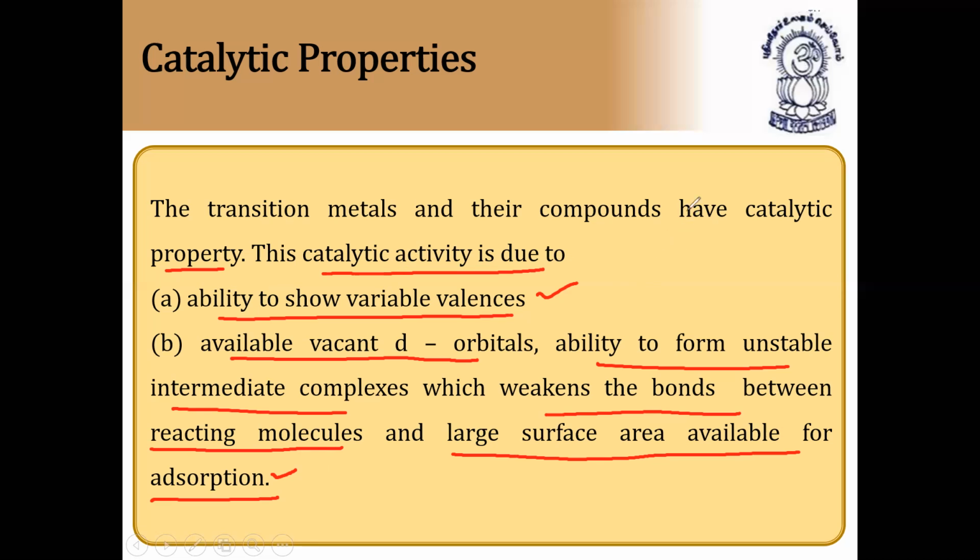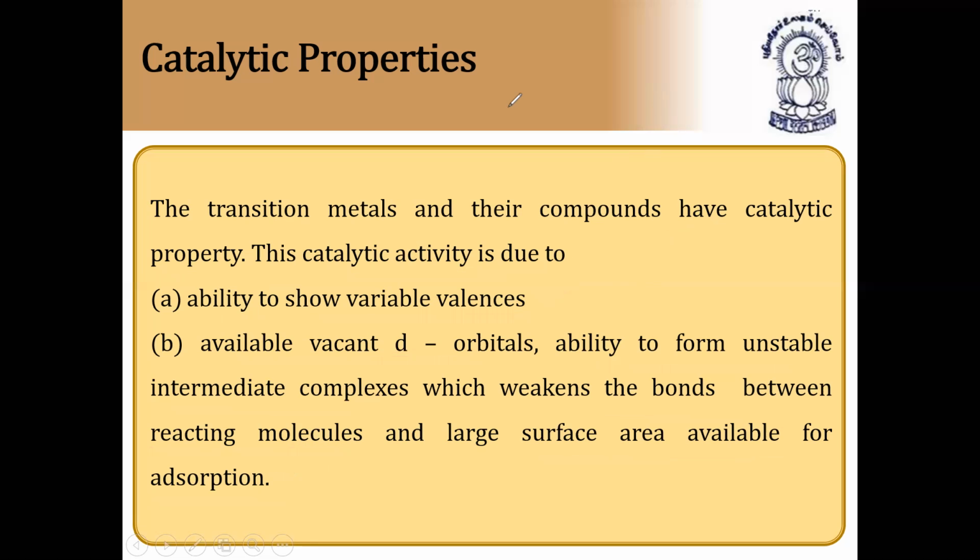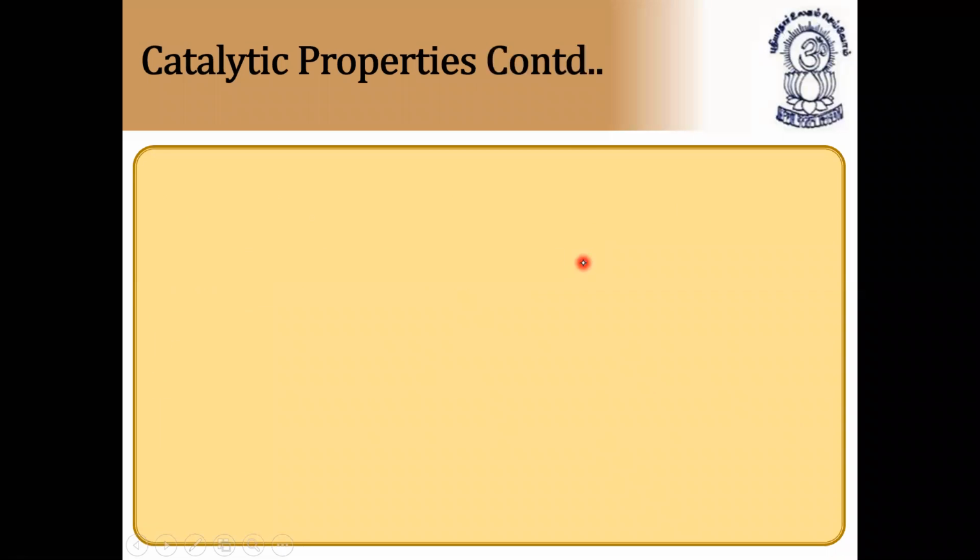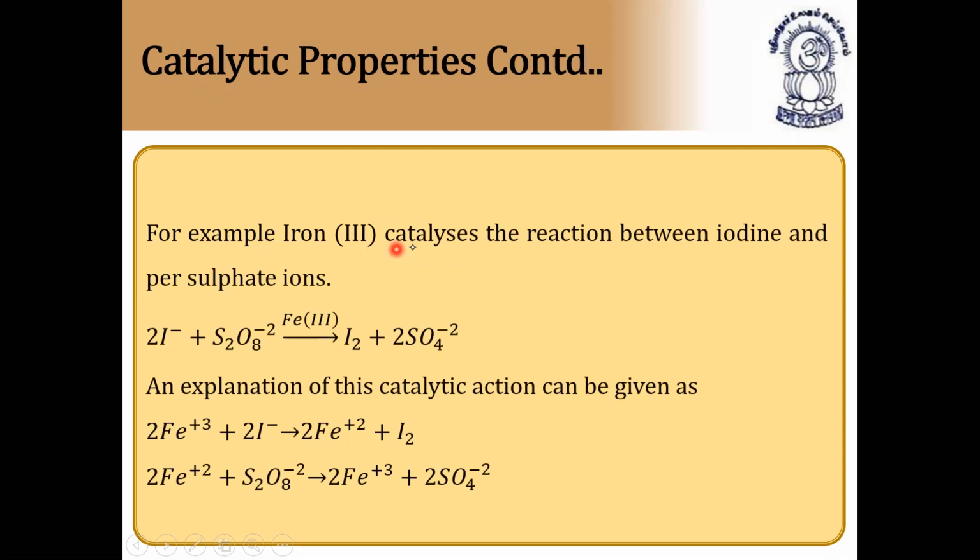Since already we know nitrogen and hydrogen in the presence of iron form ammonia gas in Haber's process, we have so many reactions in which transition metals are used as catalysts. Example, you can see iron 3 catalyzes the reaction between iodide ion and persulfate ion. So iodide ion combines with persulfate ion in the presence of Fe3+ catalyst and forms iodine and sulfate ion. An expression for this catalytic action can be given as, first what happens, Fe3+ ion combines with iodide ion and makes iodine and Fe2+. So Fe3+ is undergoing reduction and iodide is undergoing oxidation.